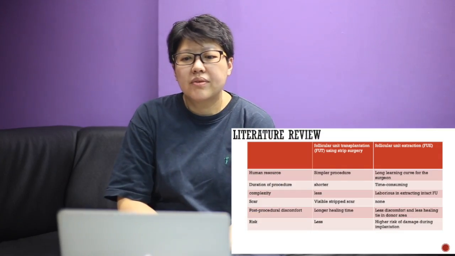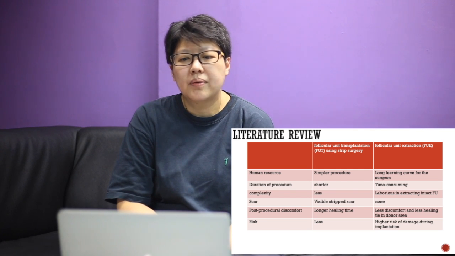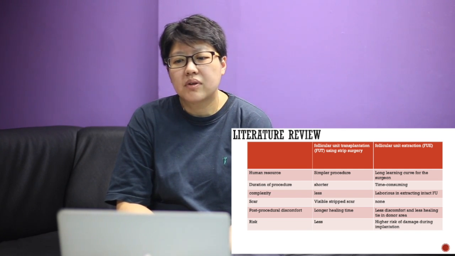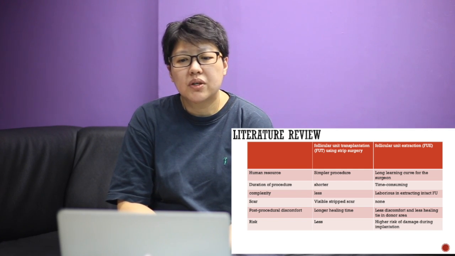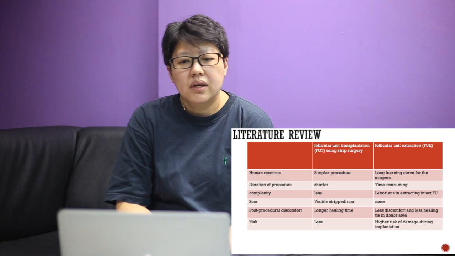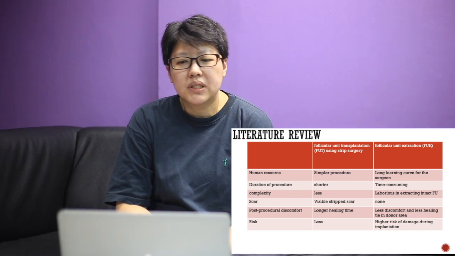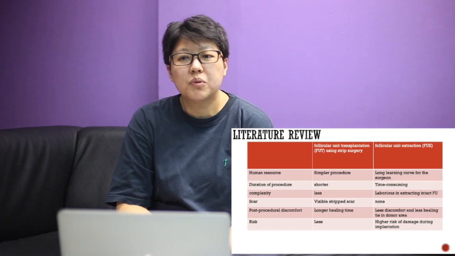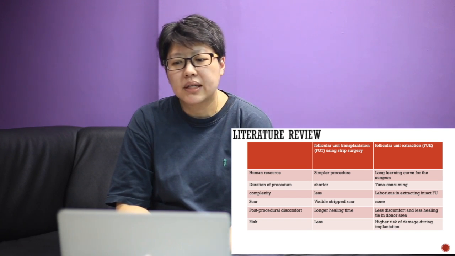So in the literature review, we did some study to compare FUT, the follicular unit transplantation using strip surgery, versus the follicular unit extraction, FUE. In terms of human resource, FUT is a simpler procedure, whereas FUE requires a long learning curve for the surgeon. In terms of the duration of procedure, FUT is much shorter and the complexity is less, whereas FUE is more time consuming and more laborious in extracting the intact follicle unit.